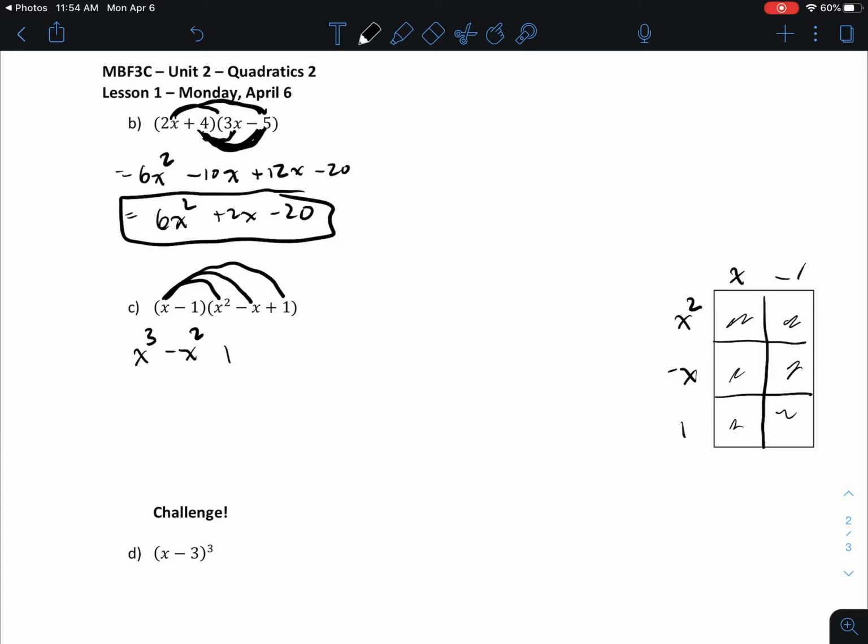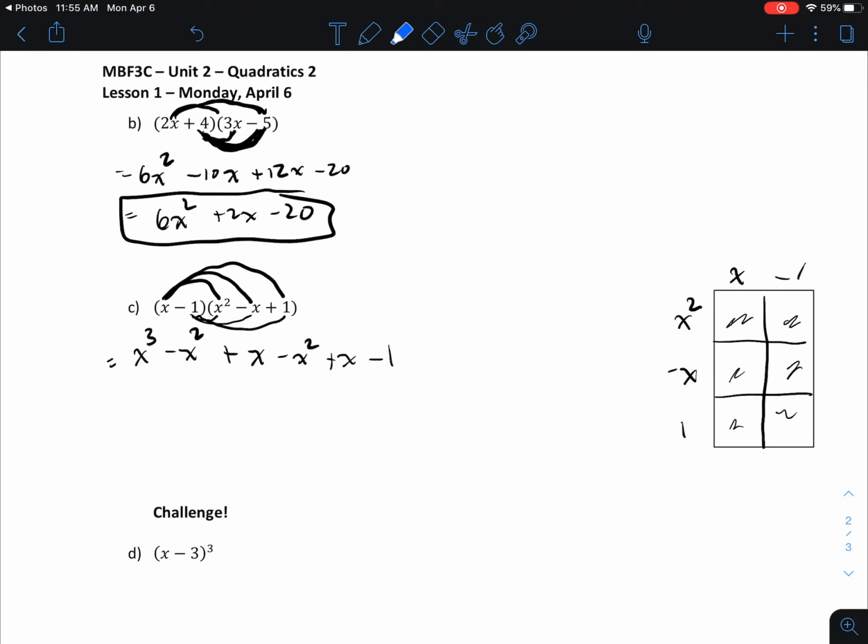Okay, so that's plus an x. Right, and then I'm going to come back and do the same thing, but I haven't touched the negative 1 yet. So I got to do this whole thing again with the negative 1. So negative 1 times x squared is going to be negative x squared. Negative 1 multiplied by negative x, positive x. Careful, because this is a negative, and that's a negative. Right? And then negative 1 multiplied by positive 1 is negative 1.